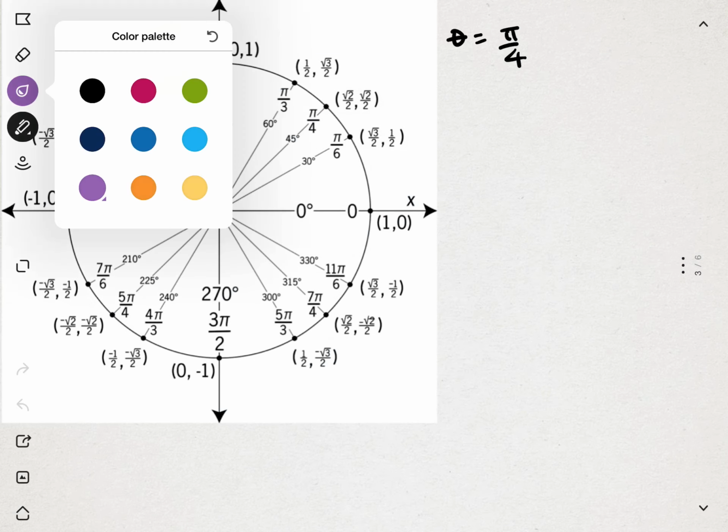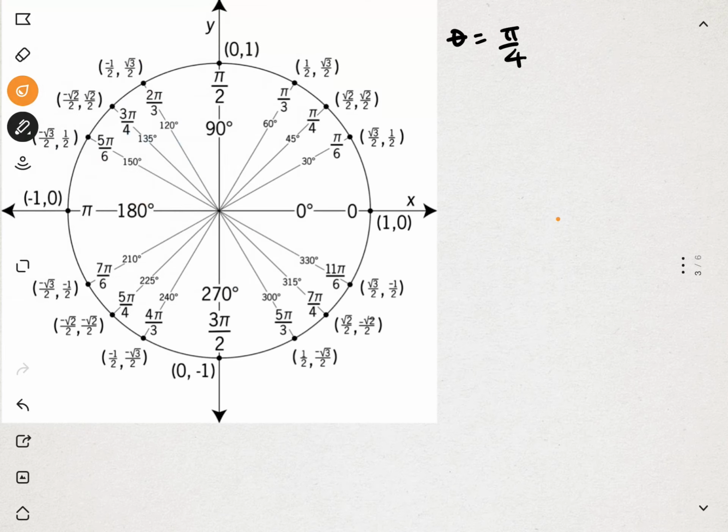Okay, let's do another one. This time we're looking at pi over 4. We're going to start at 0. Pi over 4 is here. We have our x and our y, and we're going to do like we were doing. So sine is our y. Cosine is our x. Tangent is our y over x.